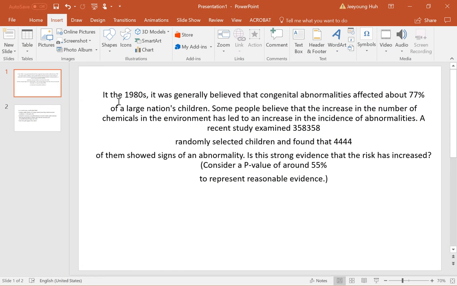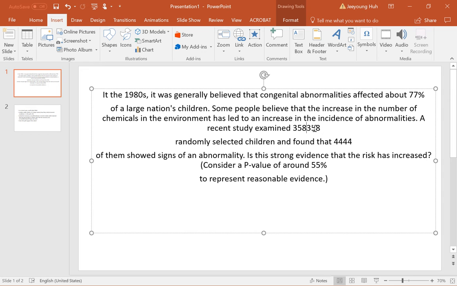Okay, so in the 1980s, it was generally believed that Ebola affected 77% of large nations' children. Looking at this, sorry, these are the wrong numbers. Okay, so looking at this, we're first going to look at the null hypothesis and the alternative hypothesis for this question. Can anybody tell me the null hypothesis for this?